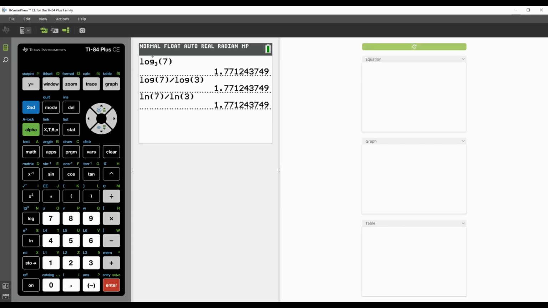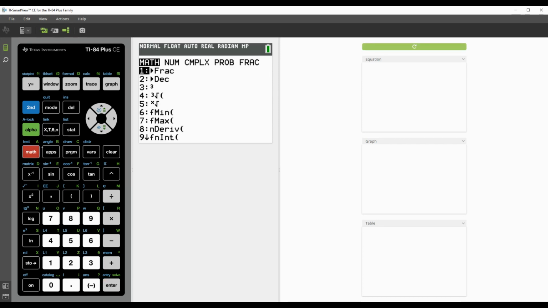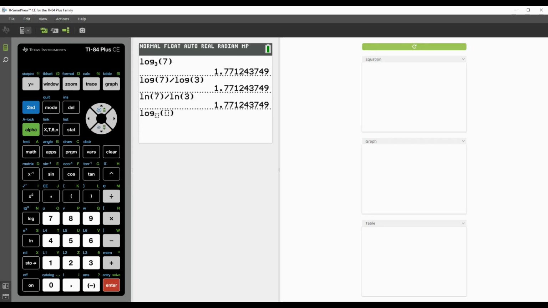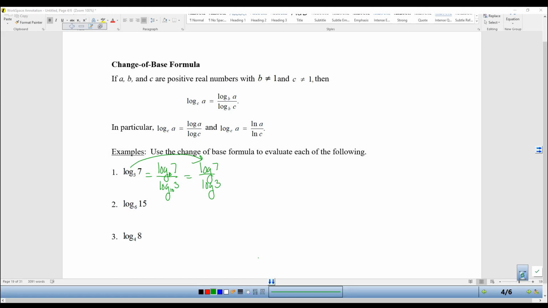So personally, I don't bother to find this and then scroll all the way down until I get it and then fill in the different parts. I personally think it's just as easy to hit log 7 divided by log 3, but you can do what you want. So I'll do one more with you.